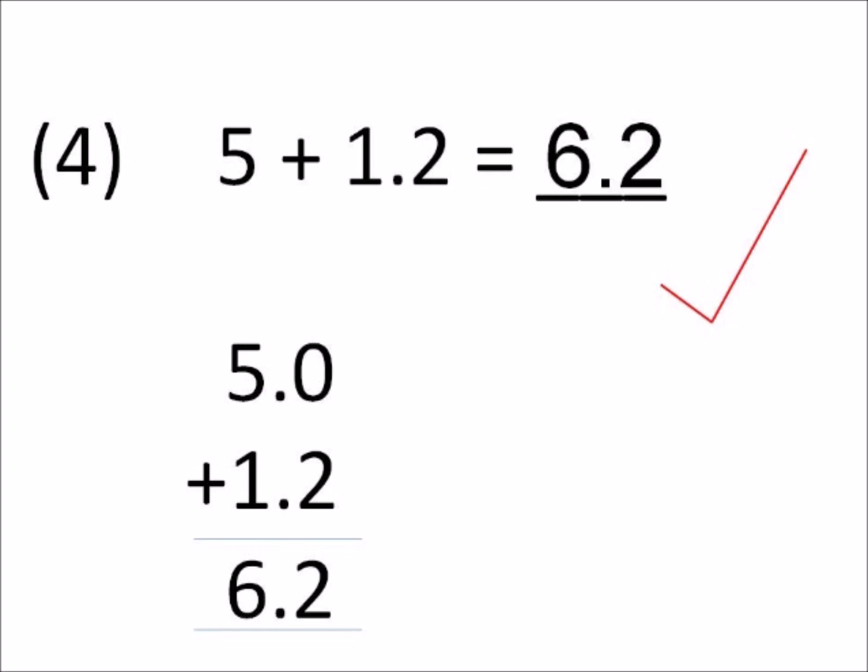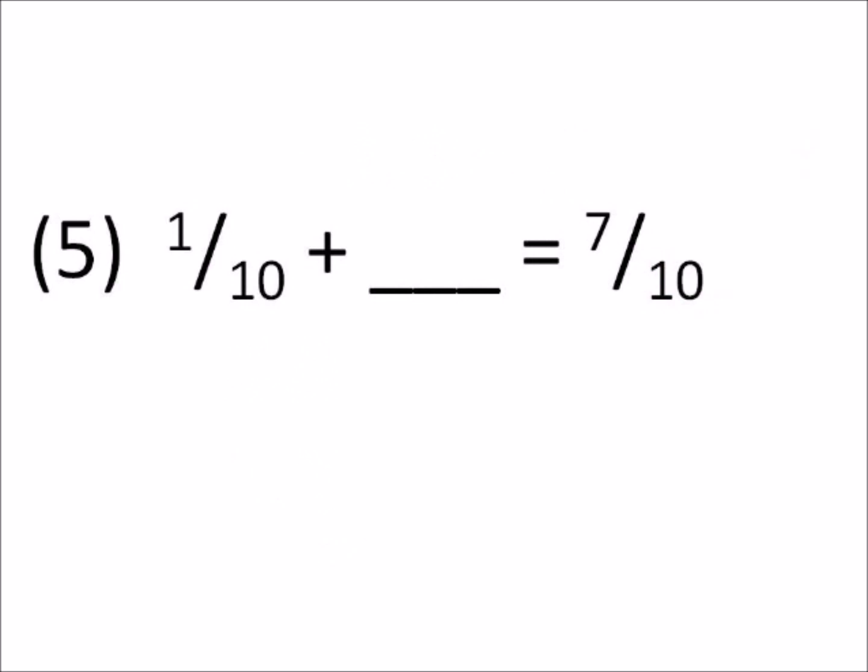So you set it up 5.0 plus 1.2, point above point or point under point, and that's how you set it up. And then you add 2 and 0 is 2, point, and then 5 and 1 is 6, 6.2. So your answer is 6.2. You don't have to work it. The smartest students can just do it straight, just like that.